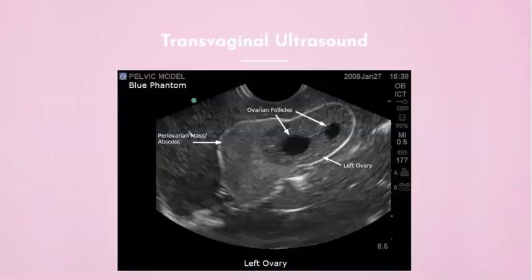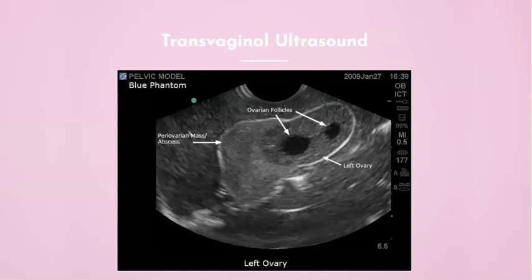And then next we have a transvaginal ultrasound. So using ultrasound technology, they're able to get high-resolution images of the internal reproductive organs, and it's basically a more detailed pelvic exam. So we're actually able to see the morphology of the ovary and any abscesses that are associated with it, rather than just feeling around for them.